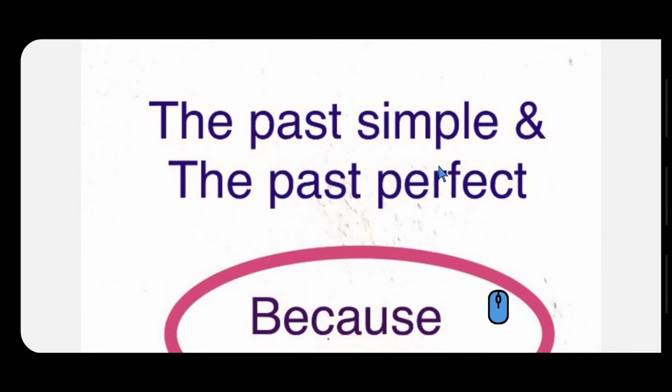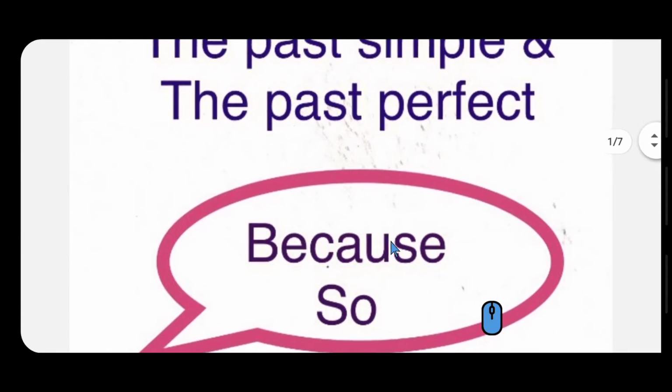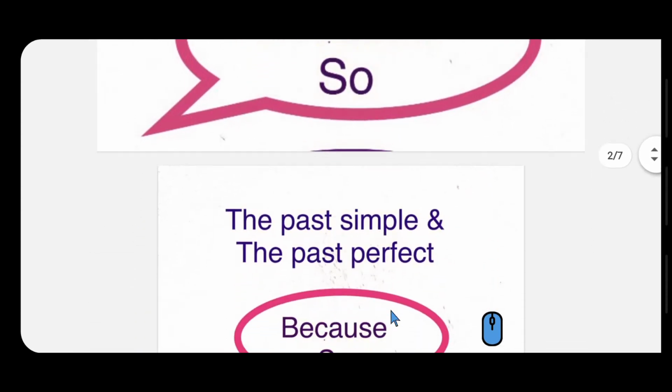The past simple and the past perfect، الماضي البسيط والماضي التام. We have some conjunctions for these tenses. The first group we have because and so. Because and so أدوات الربط because بسبب وسو لذلك. هاي نجدها في مرحلة الرابع إعدادي.